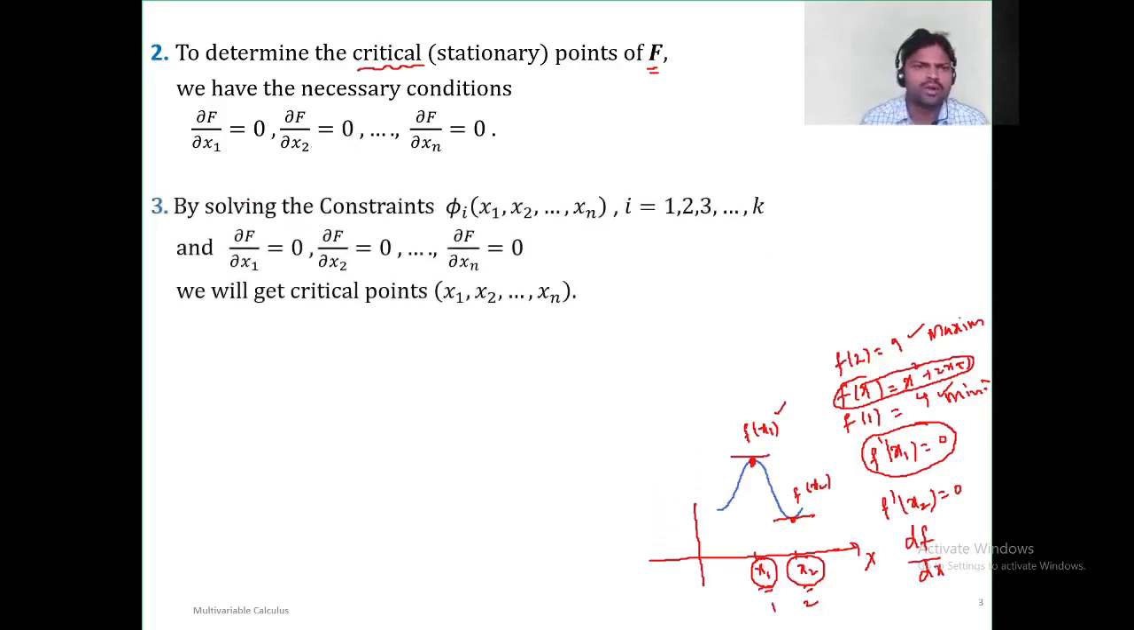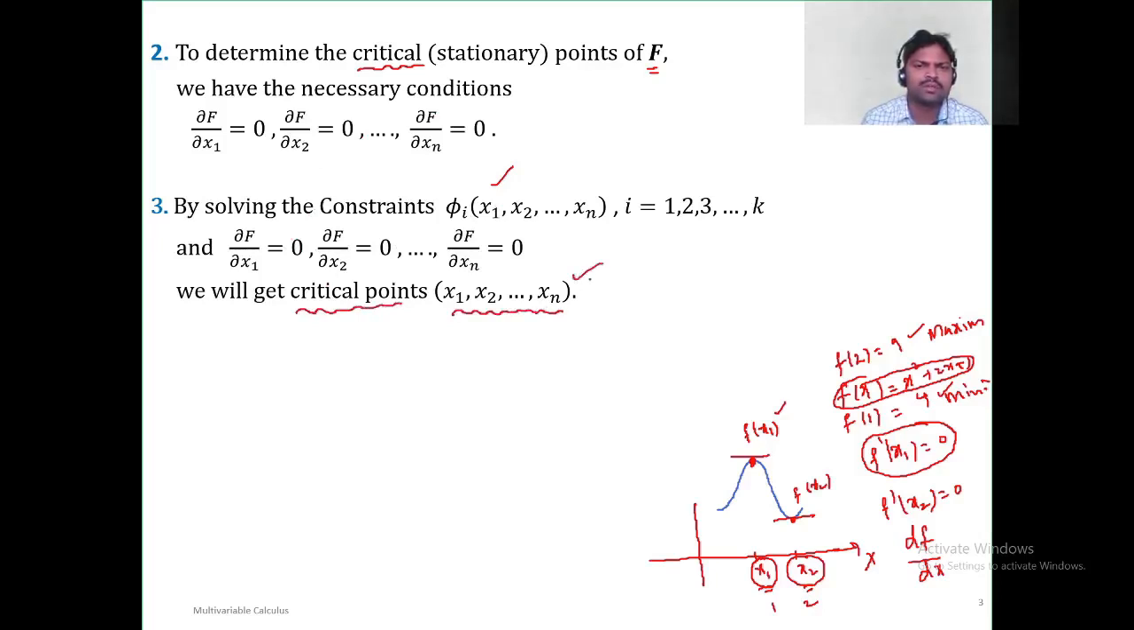Next, the third point in the methodology: by solving the constraints given to us. How many constraints are given? k constraints are given, and along with these k constraints, just now we computed dou f by dou x1 is 0 and dou f by dou x2 is equal to 0, and so on, dou f by dou xn is equal to 0. Take all these things, including the constraints, and solve them, then we will get critical points. What are the critical points? Critical points are nothing but x1 to xn.